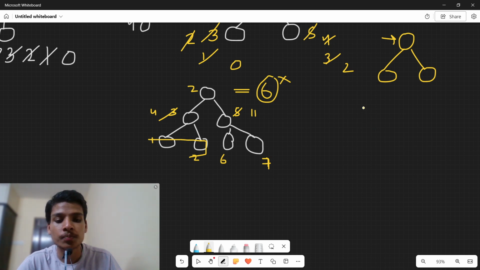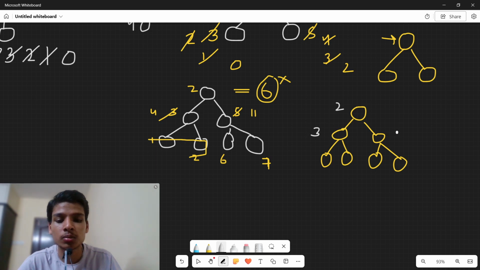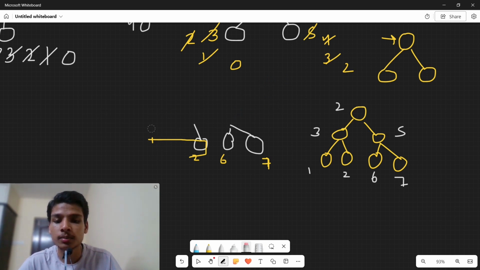Because you know one thing, if this is my root and this is, for example, 2, again taking the same example, 2, 3, 5, 1, 2, 6, and 7. Yes. Now if I perform operation on these three, let me erase this part.